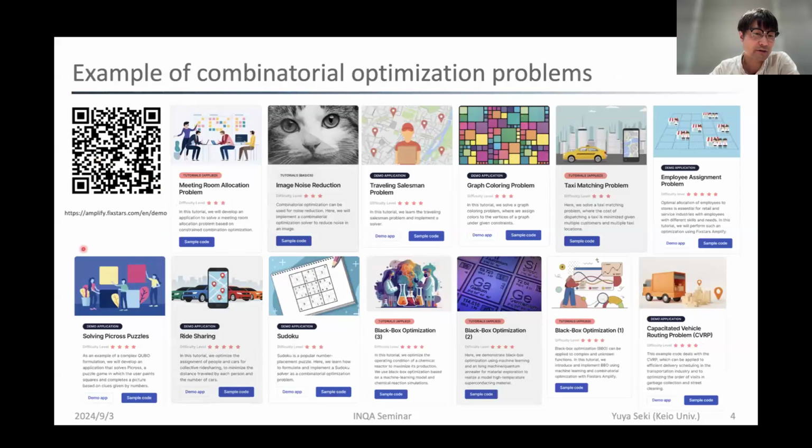And here, I will introduce a very convenient website that introduces many combinatorial optimization problems. If you're interested in these examples, please visit this website. This website is developed by Fixstars Amplify, which is a startup for developing applications using quantum annealing and other Ising machines. And as you can see, there are lots of combinatorial optimization problems that can be solved by Ising machines and quantum annealers. For example, the traveling salesman problem is a very typical example of combinatorial optimization problems. And these examples include very industrial examples such as the taxi matching problem, the employee assignment problem, and ride sharing.